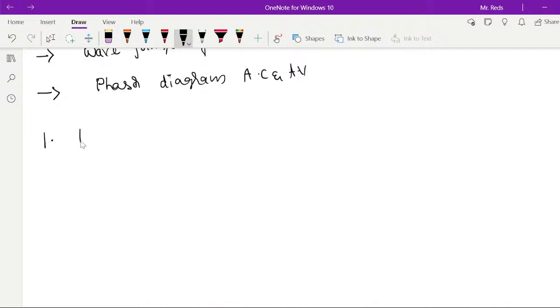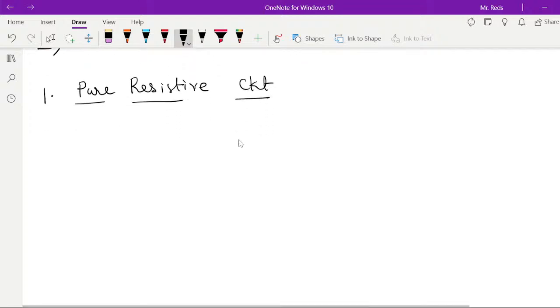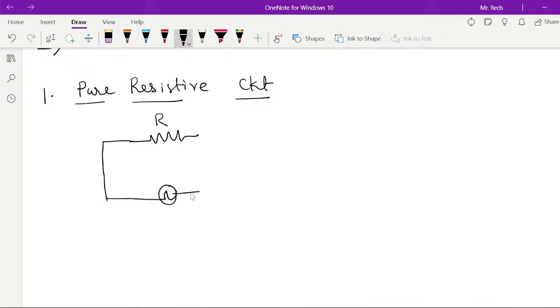First one, the pure resistive circuit. A pure resistive circuit means, let us consider a circuit in which a resistor of resistance R is connected to an AC source.